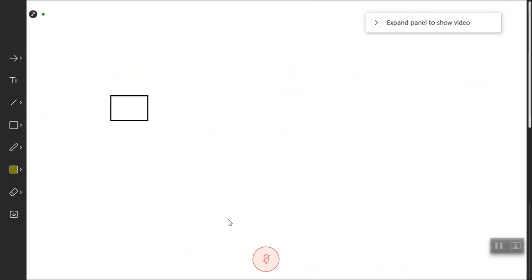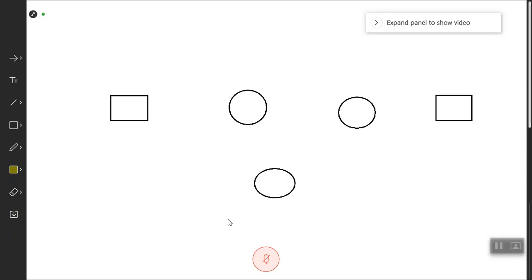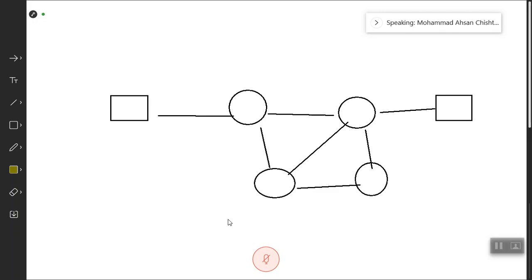I'll again make the two nodes. This is the sender and the receiver. And in between, I have several routers. Well, now I have become an expert. I can draw this fast. In between, we have routers, and the two square or rectangle ones are our terminals.